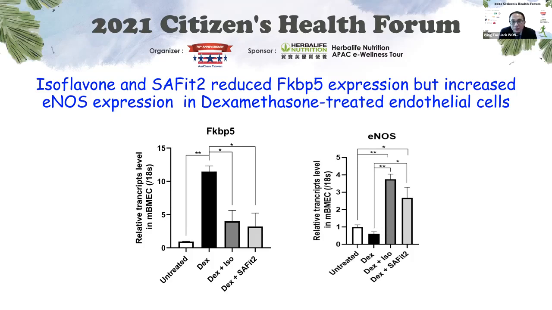As described earlier in the presentation, nitric oxide is synthesized by the endothelial isoform of nitric oxide synthase, eNOS, in vascular endothelial cells, and the effects on eNOS abundance are primarily mediated at the level of gene transcription. First, we detected eNOS messenger RNA level in endothelial cells as well, which showed a downregulation of eNOS transcription levels caused by dexamethasone treatment. In the endothelial cells treated with either soy isoflavones or SAFit2, we observed an increase in the eNOS level, indicating an increase in nitric oxide production and improved endothelial function.